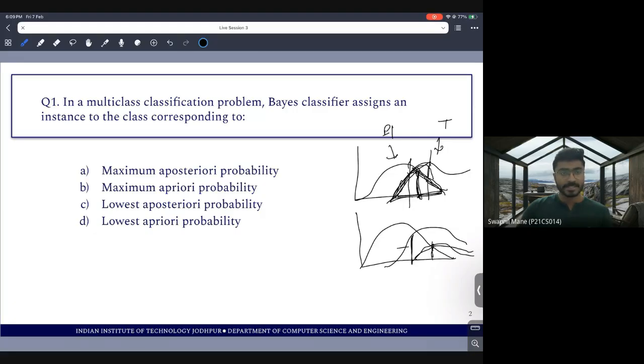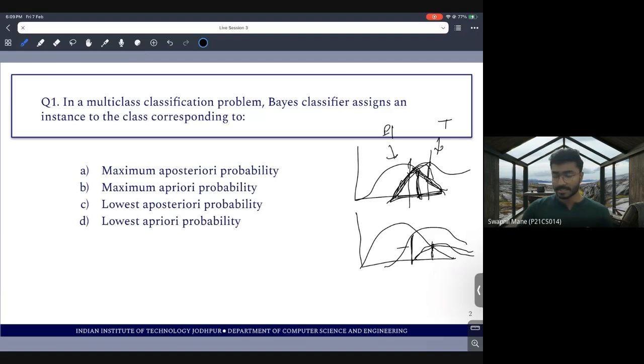Here the question states that in a multi-class classification problem, a Bayes classifier assigns an instance to the class corresponding to which probability. There are four possibilities given. The first one is the maximum a posteriori probability. Option B is the maximum a priori probability. Option C is the lowest a posteriori probability. D is the lowest a priori probability.